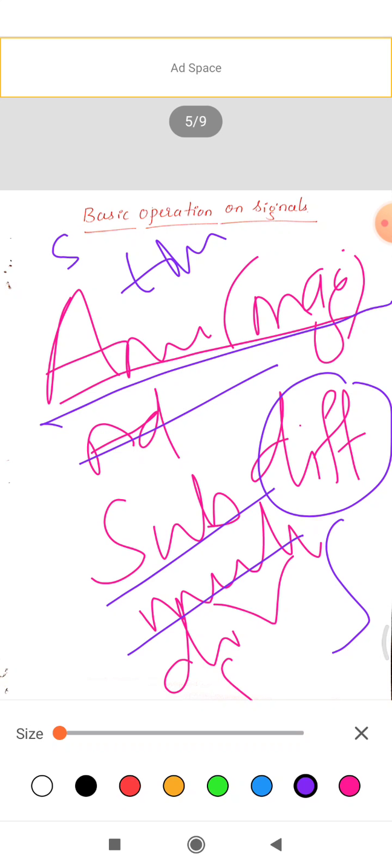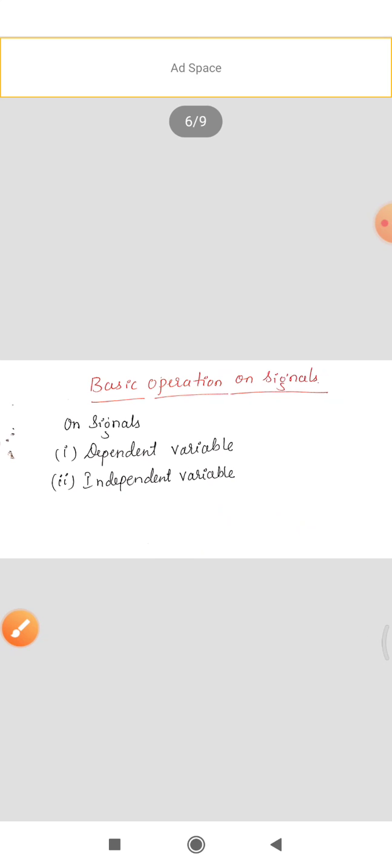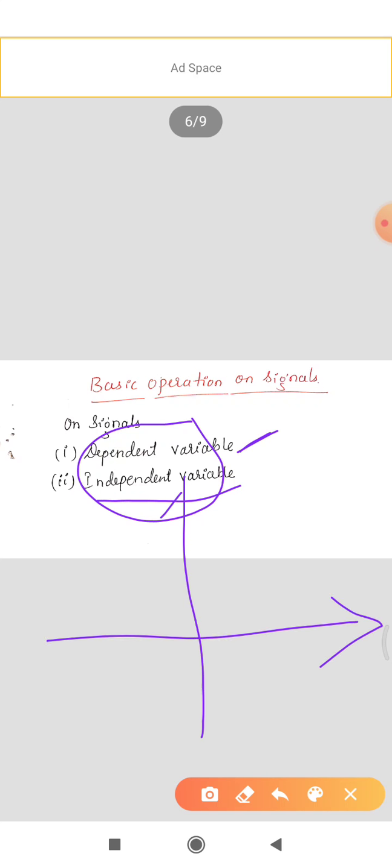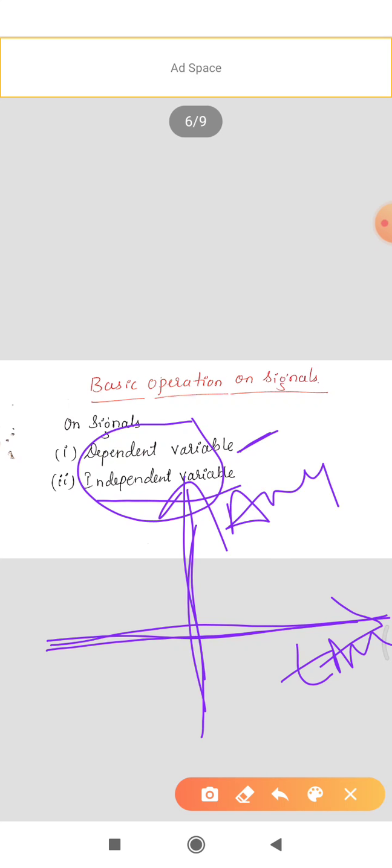Let's see how we can do this, and what constraints we are supposed to consider. As we have discussed, basic operations on signals depend on the dependent variable and independent variables. Remember, this dependent variable is nothing but amplitude. You have to remember this graph: the x-axis is only with respect to time, and the y-axis is completely amplitude.